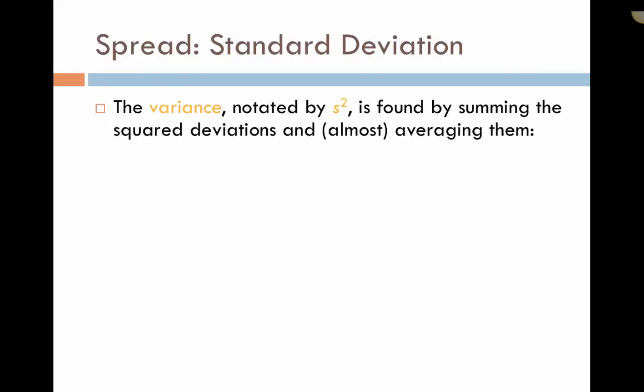So first, let's talk about variance. Variance is noted with s squared, and it's found by adding all of the squared deviations together and then almost averaging them. That gives us this equation. So s squared is our variance. We take the sum, sigma, of all of our data values minus our mean, and we square those values, add them all together, and then we divide by n minus 1. Because we're dividing by n minus 1, that's why it's almost averaging them, but not quite.